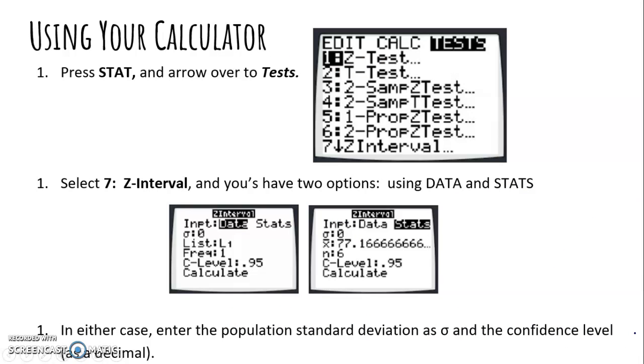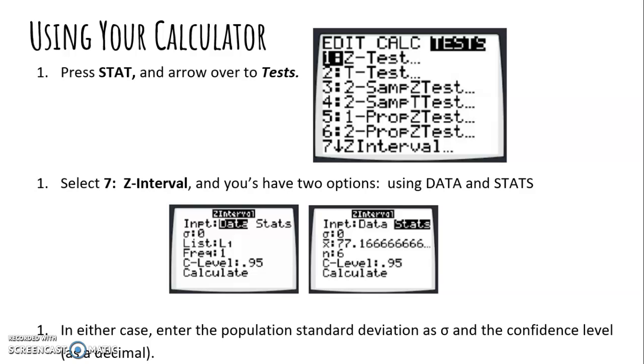Okay. Alright, now we want to learn how to use our calculator to find the confidence interval. This is an alternative to using the formula. Okay, so this is not in addition to using the formula. This is instead of using the formula. Once you learn this, a lot of times what I do is I do it with the formula and then I use the calculator to check my answer by using this method.